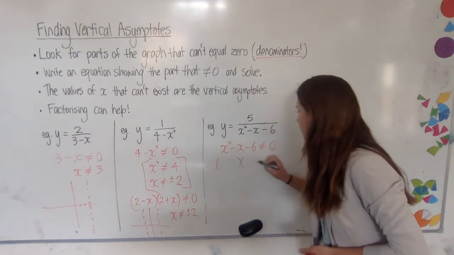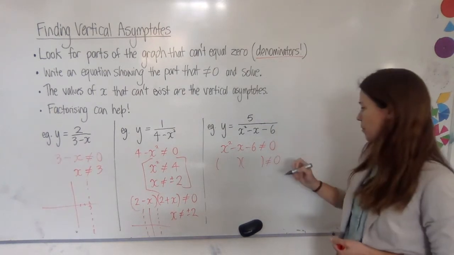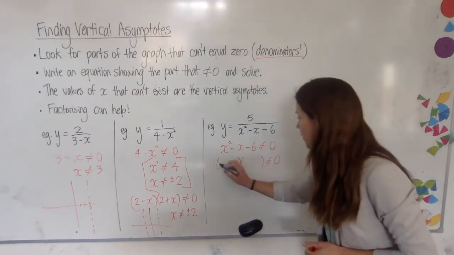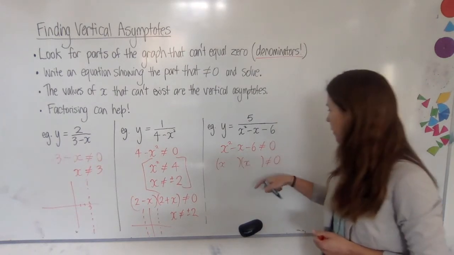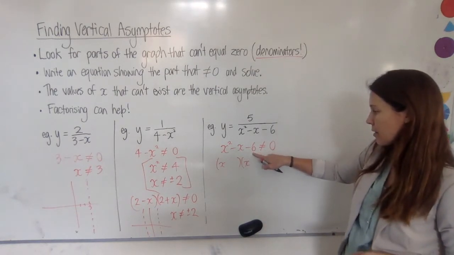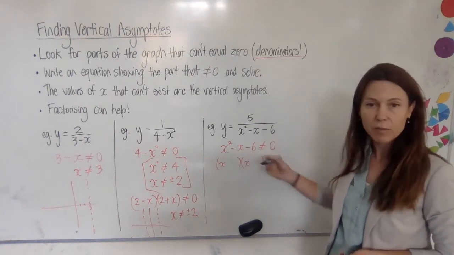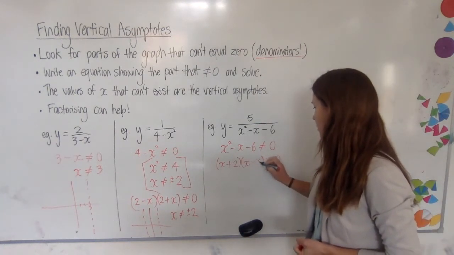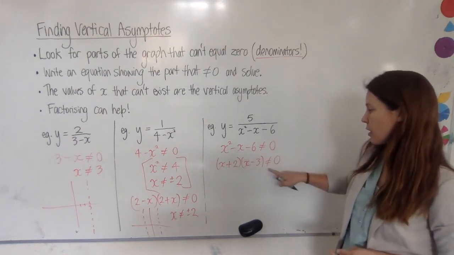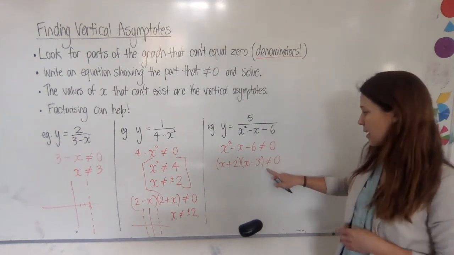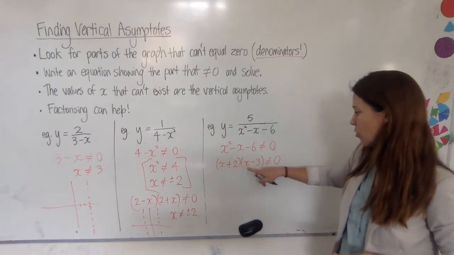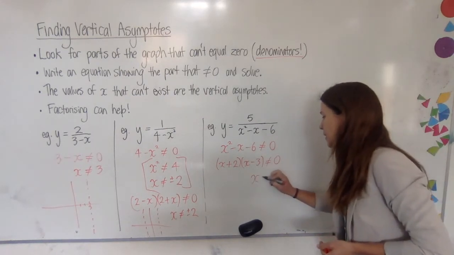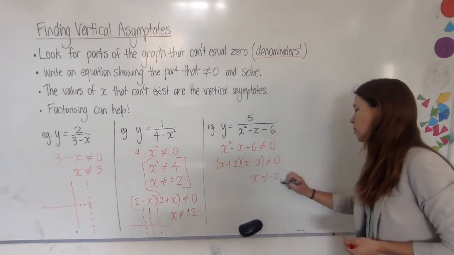I can see that it's a quadratic. So I set up my shape of what I want. I'm going to need x's here and here. Now I need 2 factors of minus 6 that add to make negative 1. So I need plus 2 and minus 3. So just as I could solve it if it was equal to 0, I'd say that x needs to be negative 2 or 3. I can easily say x can't be negative 2 or 3.